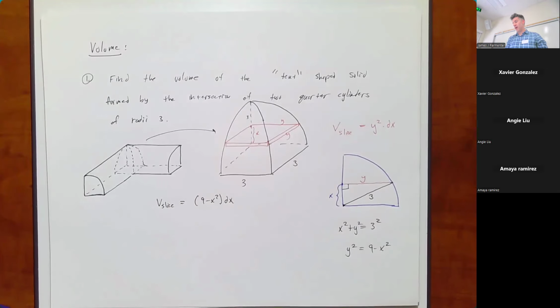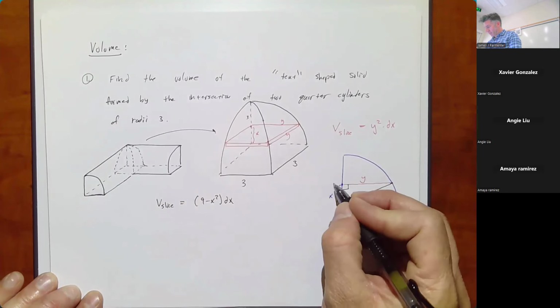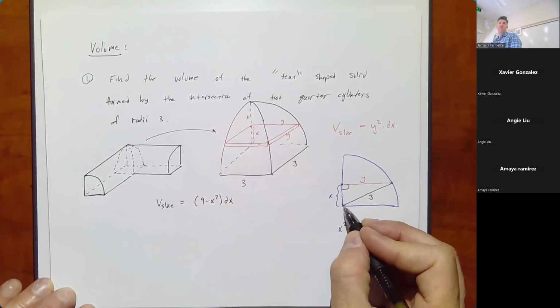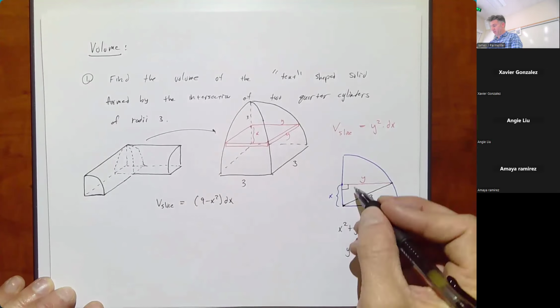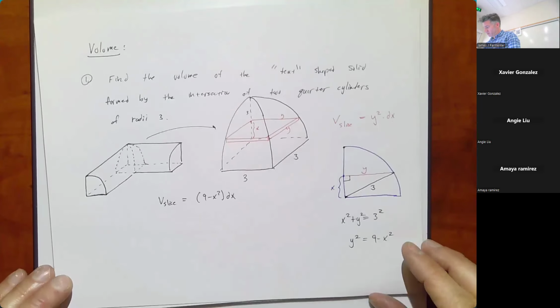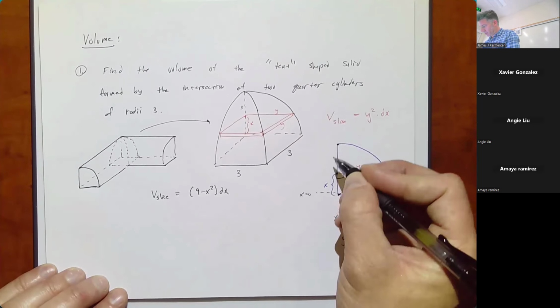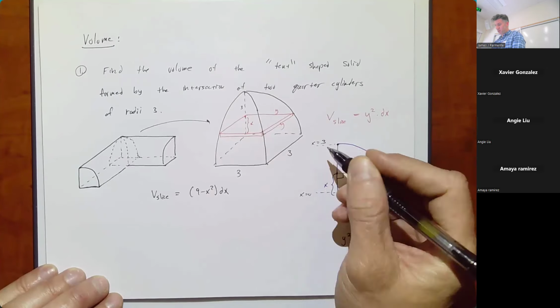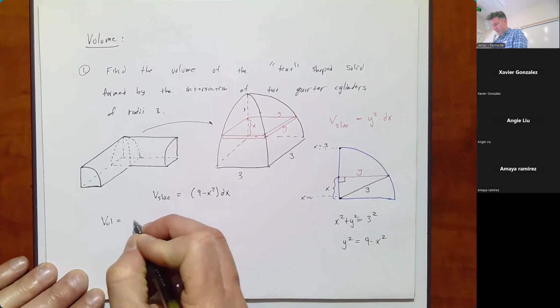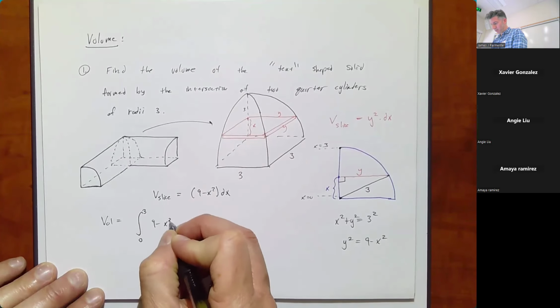All right, now we're going to add up all the slices. How low do my slices go? If we're at a height of x here, the lowest height would be 0, and the highest height would be 3. That being x equal to 0, and this being x equal to 3. So the total volume is going to be the integral from 0 to 3 of 9 minus x squared dx.